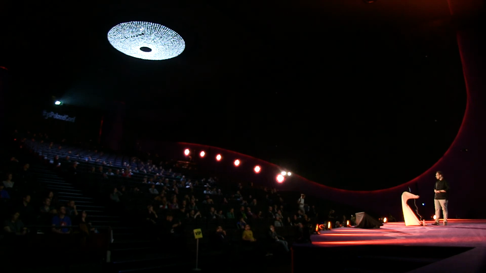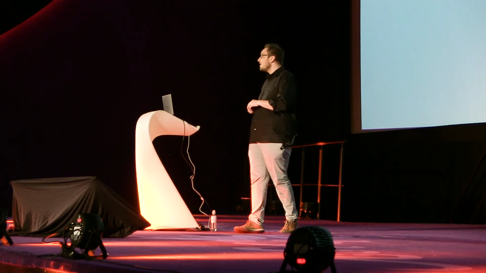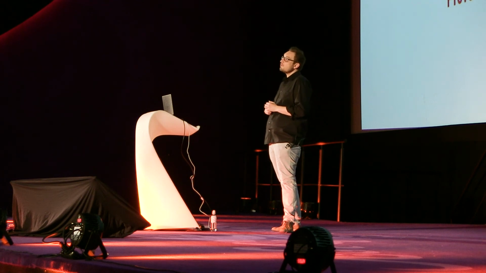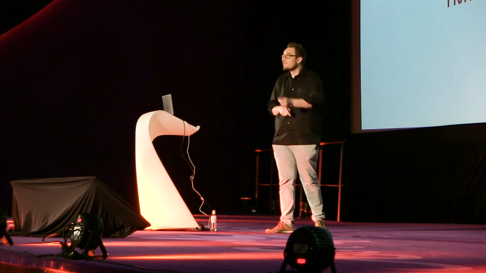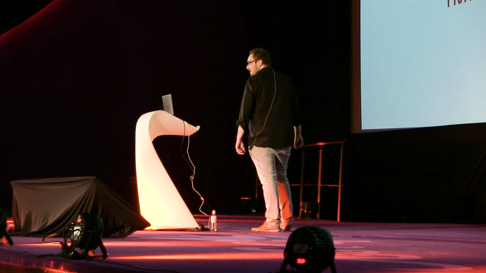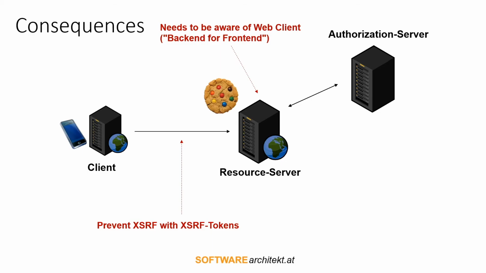That means that the resource server is doing the OAuth dance and the OpenID Connect dance to get an access token. And also, you need to use cross-site request forgery tokens to avoid those attacks basing upon cookies. This is one drawback of this system. Another drawback is that the resource server needs to be aware of the web client. That means you don't have a simple RESTful API anymore. You have a full web solution on the backend.